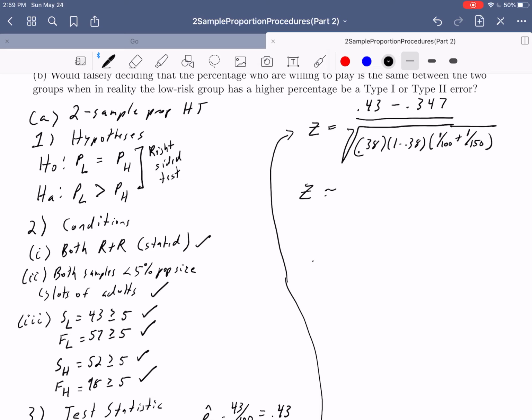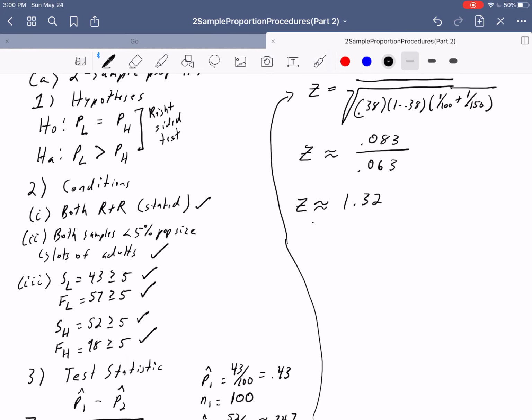All right, as always, we'll go ahead and do the numerator and the denominator separately. So up top, 0.43 minus 0.347. Looks like we should get 0.083. And in the denominator, we can just type that in as long as we're careful with those parentheses there. 0.38 times parentheses 1 minus 0.38 times parentheses 1 divided by 100 plus 1 divided by 150. And looks like in the denominator, we should get 0.063. And after we do that division, 0.083 divided by 0.063, looks like we should get 1.32 as our z-score.